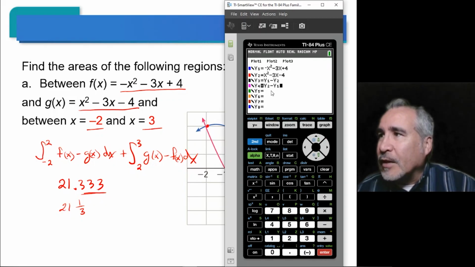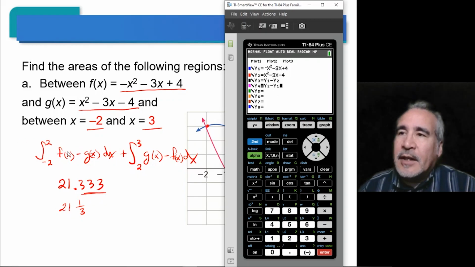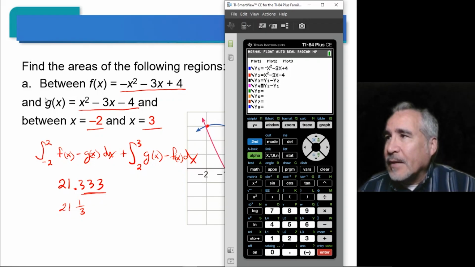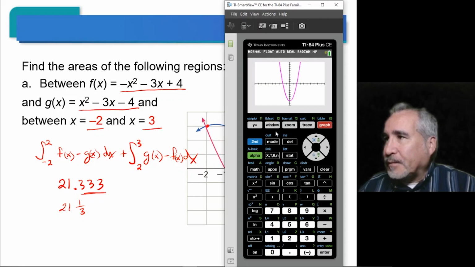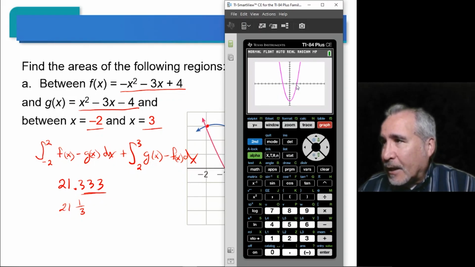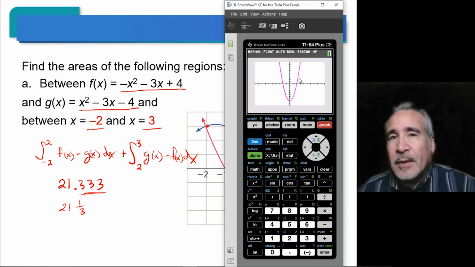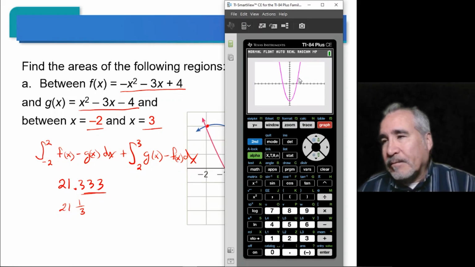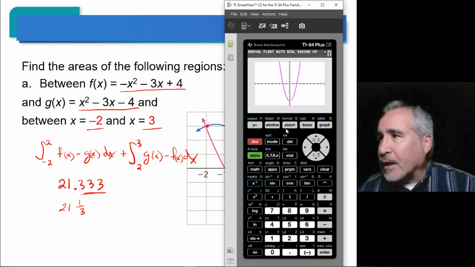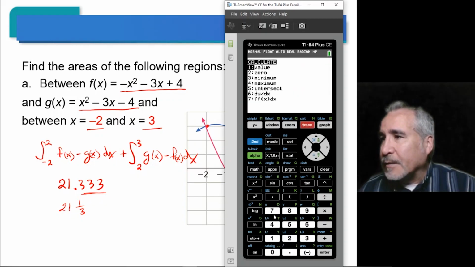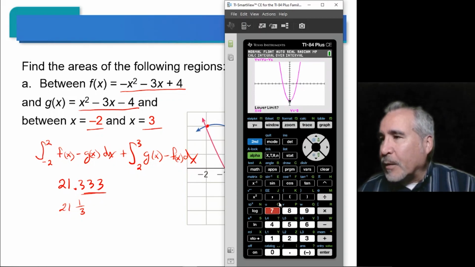Okay, and so that's kind of the heart. You have to just keep things on track. In fact, maybe instead of f of x and g of x, we could have labeled this y1 and y2. Okay, we're going to graph it. Now notice at 2, that's where the intersection was. That's an x-intercept of this one. We're going to get the area between 2 and 3, which is actually going to be a positive value now. And so we do that with second calc number 7. We want our lower limit to be positive 2, our upper limit to be positive 3. Boom, and we see it.